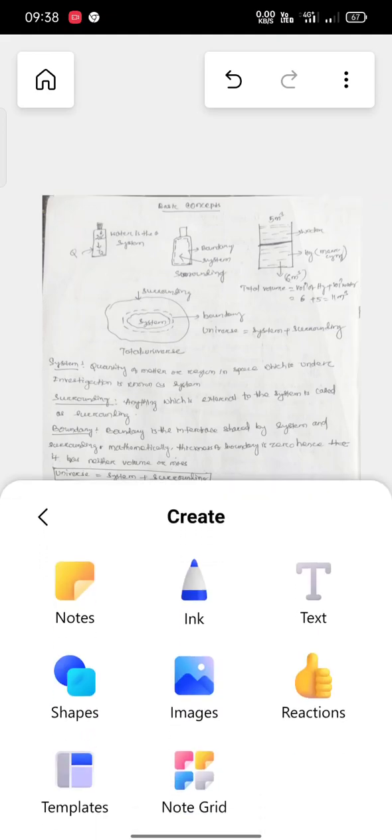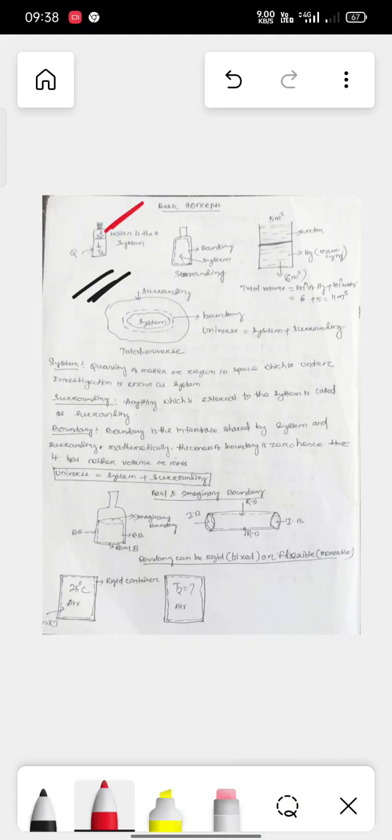Okay, in this video, let us learn some basic concepts or basic terms of thermodynamics. Look here. I have taken a bottle. Inside the bottle, I have some water.